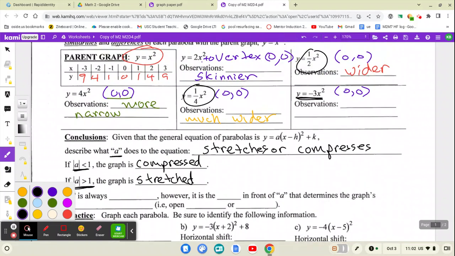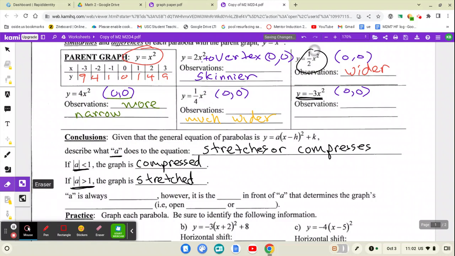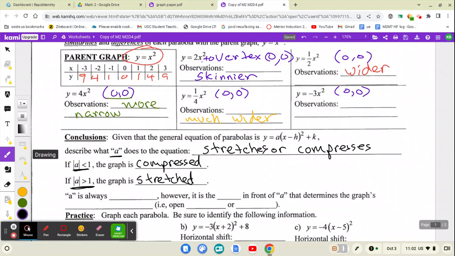What happens when it's negative? And if you were in class with me, I'd ask you to make a prediction in your head. Make a prediction. What do you think's going to happen? Since we aren't together, I don't know what your answer is, but we're about to find out if you were right. So we have negative 3x squared.